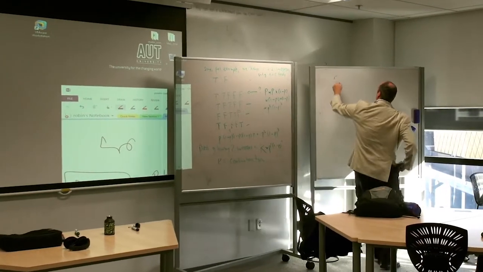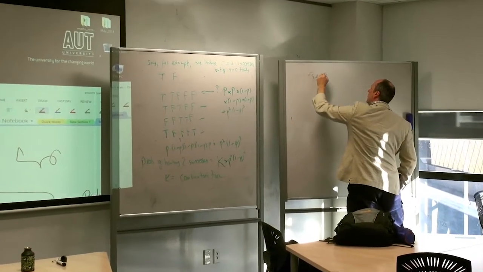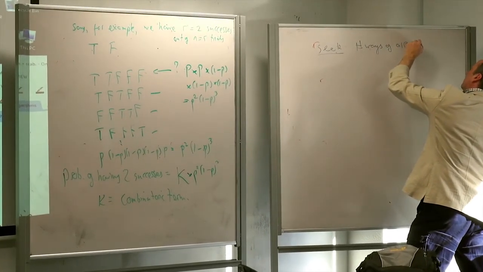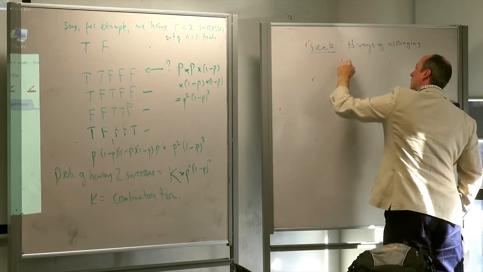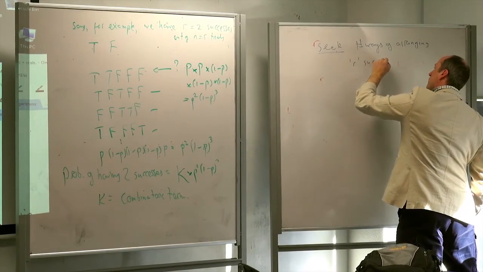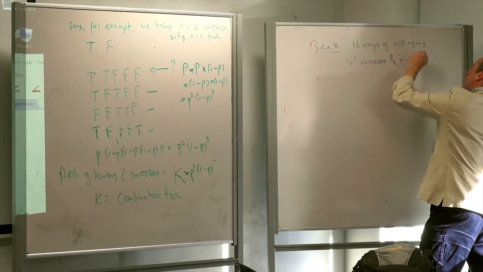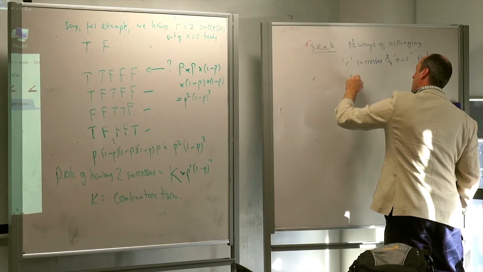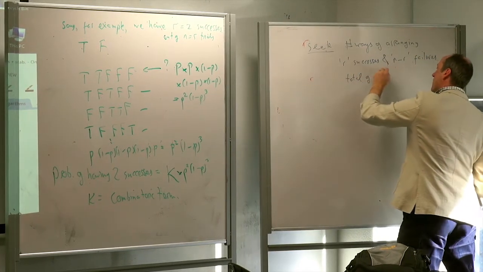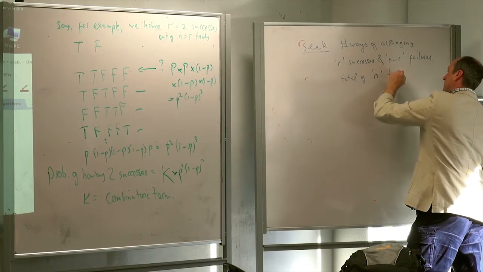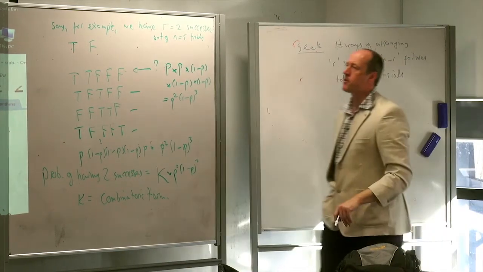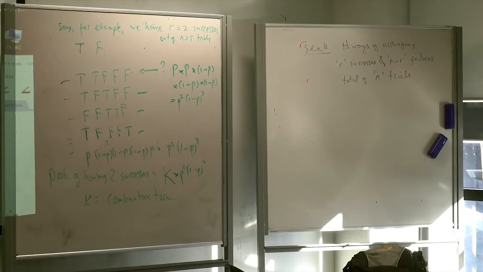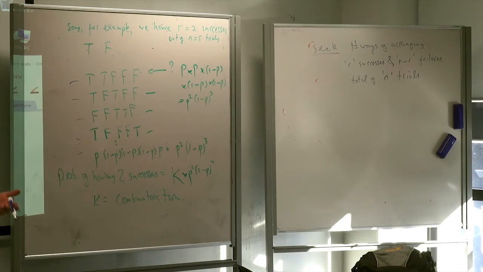So what I seek is the number of ways of arranging R successes and n minus R failures, so a total of n trials. Okay? So how many lines like this are there? Well, I could just write them out and count them for 5 and 2, but I want a general result for general n.